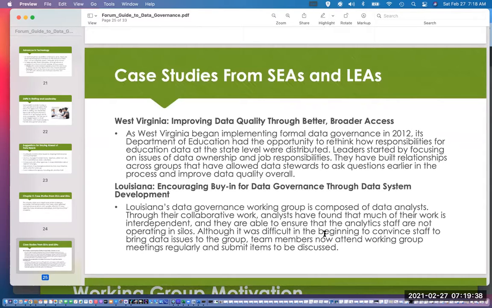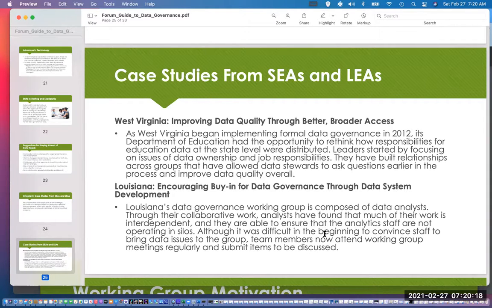West Virginia, improving data quality through better, broader access. As West Virginia began implementing formal data governance in 2012, its Department of Education had the opportunity to rethink how responsibilities for education data at the state level were distributed. Leaders started by focusing on issues of data ownership and job responsibilities. They have built relationships across groups that have allowed data stewards to ask questions earlier in the process and improve data quality overall.